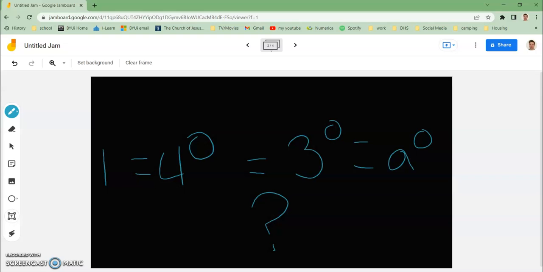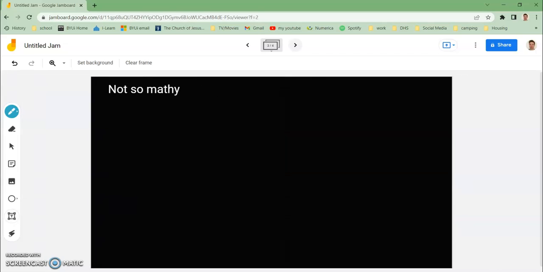And so there are a couple ways to look at the reason why, and I'll show 2 ways. One's for the not so mathy people, and the other one's for the mathy people who like the rules for math. So here's a way to think about it. Let's say we want to find 3 to the 0 power. Okay, so that's what we want to do.